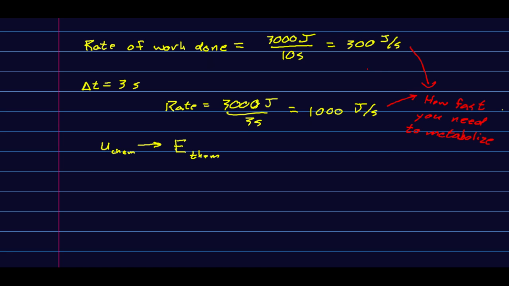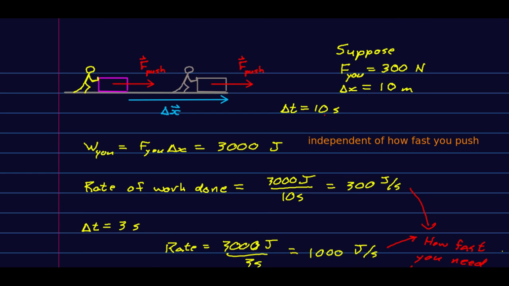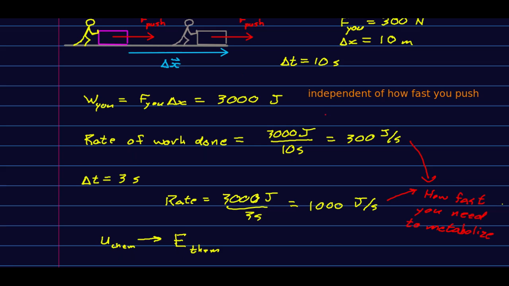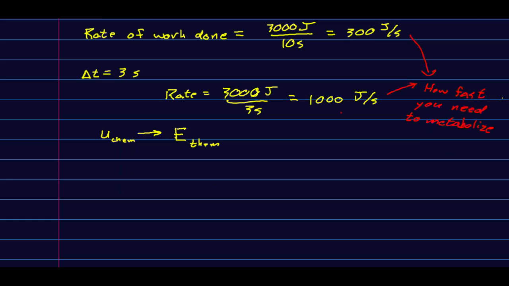And so your body is having to convert energy stores more quickly if you push the box across the room fast. That's the difference. That's why this tires you out. What turns out to be crucial for determining how difficult the task seems and how much it tires you out is how fast your body is having to transform the energy.